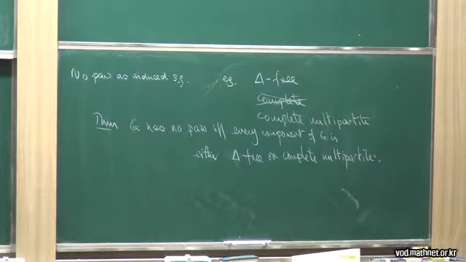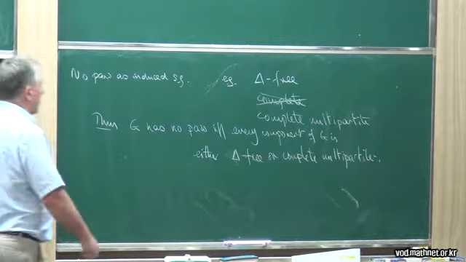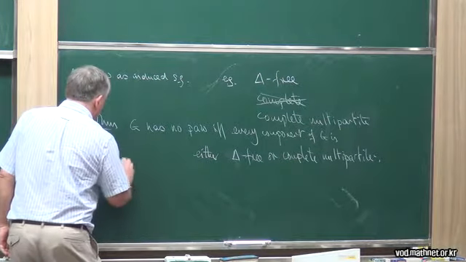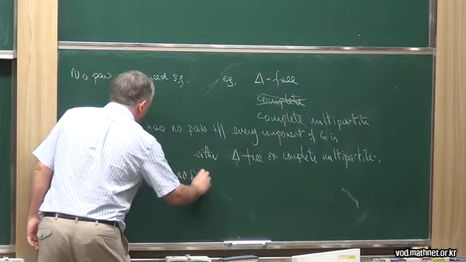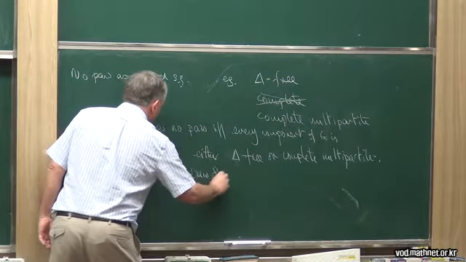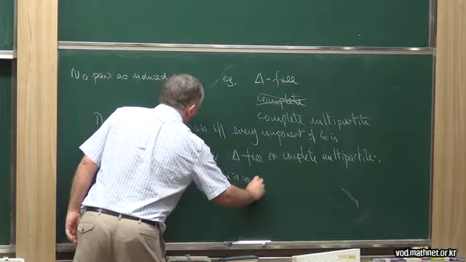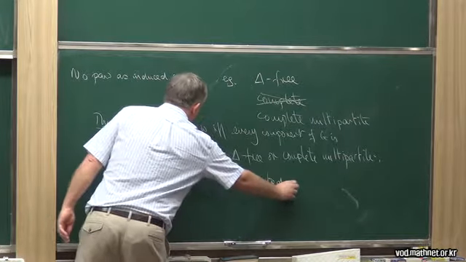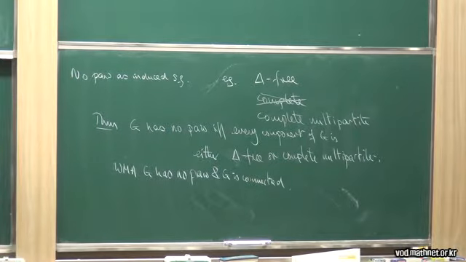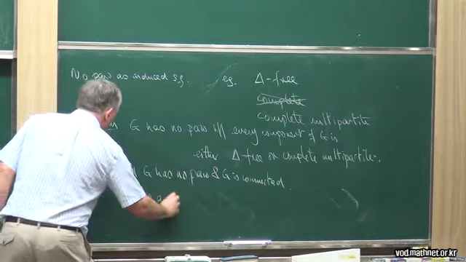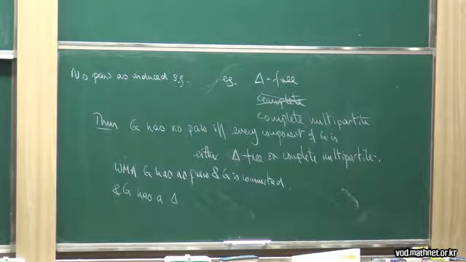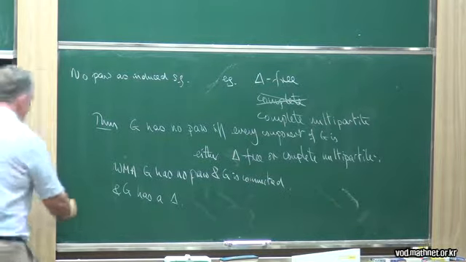Well, I might as well assume the graph's connected, because if each component satisfies this, then the whole graph satisfies this. So we can assume G has no paw and G is connected. And we can assume G has a triangle. So let's look at the biggest clique that it contains. Take the biggest clique.